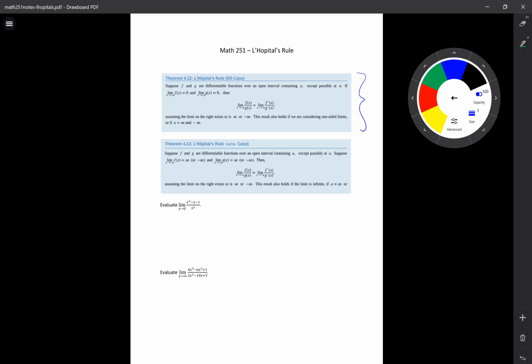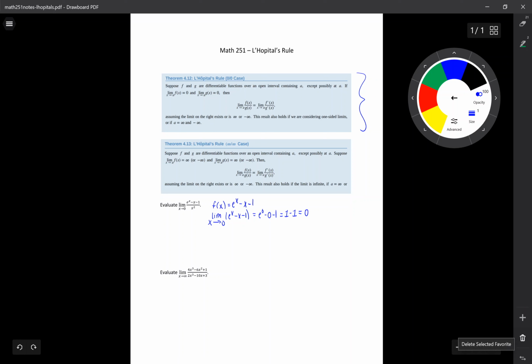We want to evaluate the limit as x goes to 0 of e to the x minus 1 divided by x squared. So the first thing we need to do is check to see that L'Hopital's rule holds in this case. If we call f of x my top function, that's e to the x minus 1. If I take the limit as x approaches 0 of e to the x minus 1, well, let's see, e to the 0 minus 1. e to the 0 is 1, so I get 1 minus 1, which is equal to 0.